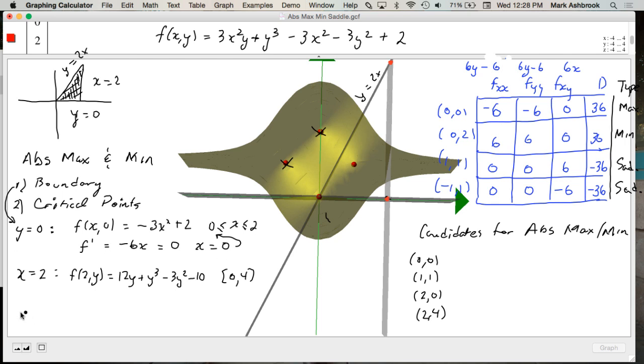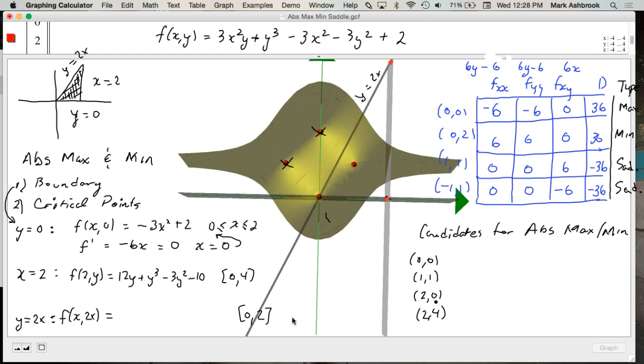So what's the last one? The last boundary is y equals 2x. So we're going to need the trace of f of x, 2x, in terms of x, so x will be from 0 to 2. We already have 0, 0 in the list here. We already have 2, 4 in the list.